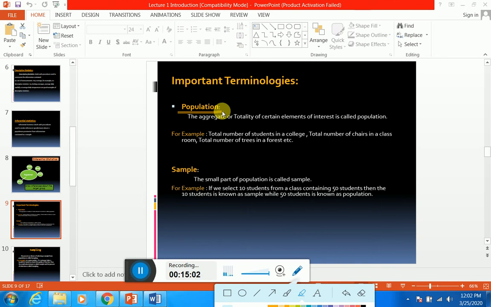All the data that you want to study, for example, is called the population. Whatever members are included in your population, that is known as your population size. And remember, population size is always represented by capital N. Don't forget this thing: capital N always shows the size of the population.